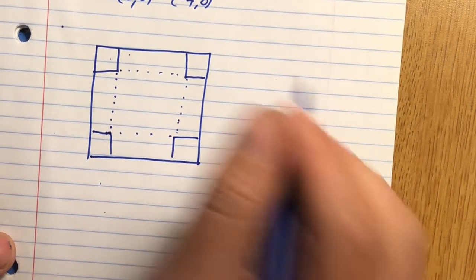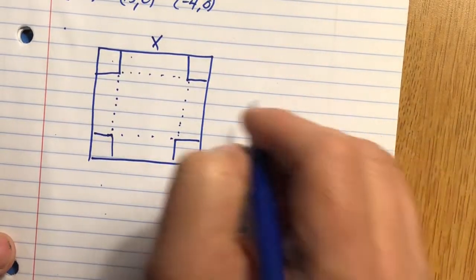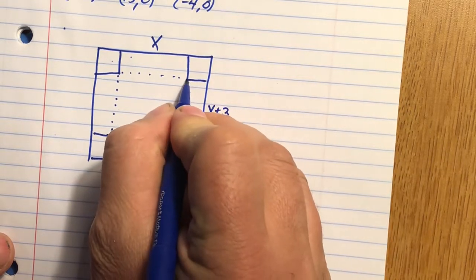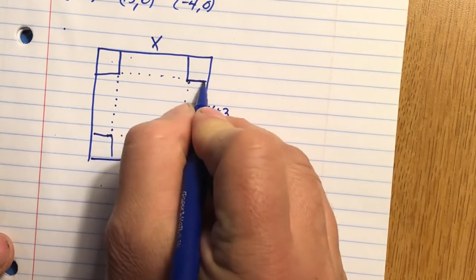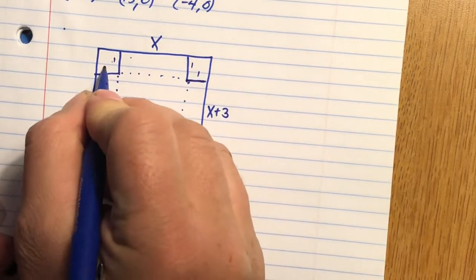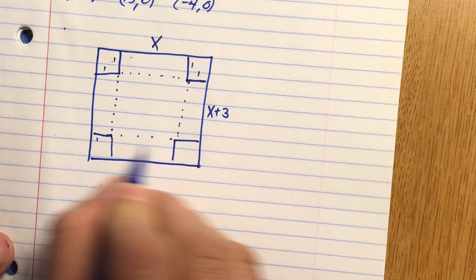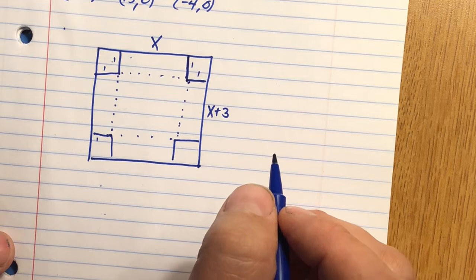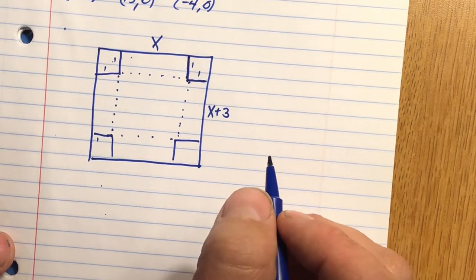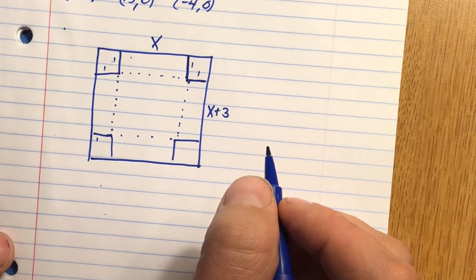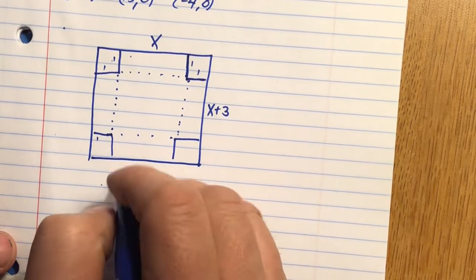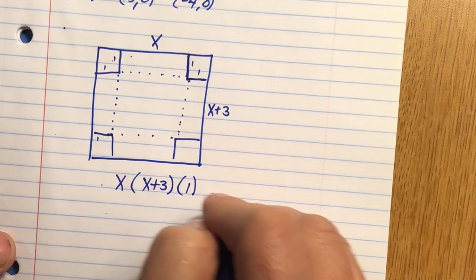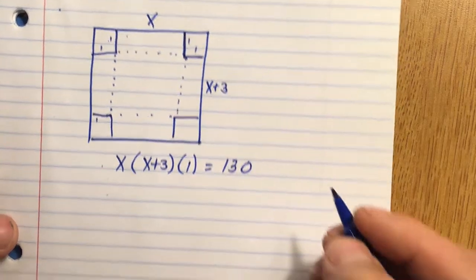It says it has a width of x, a length of x plus 3, and a height of 1. Now, height, if I take this edge and fold it up, this is going to be my height. All right. So this height is 1. Okay. So if you were to cut this out, that height would be 1. It says I have a volume, an area of 130 square inches. All right, so here we go. We're gonna take length times the width times the height, and that's gonna be 130 square inches.